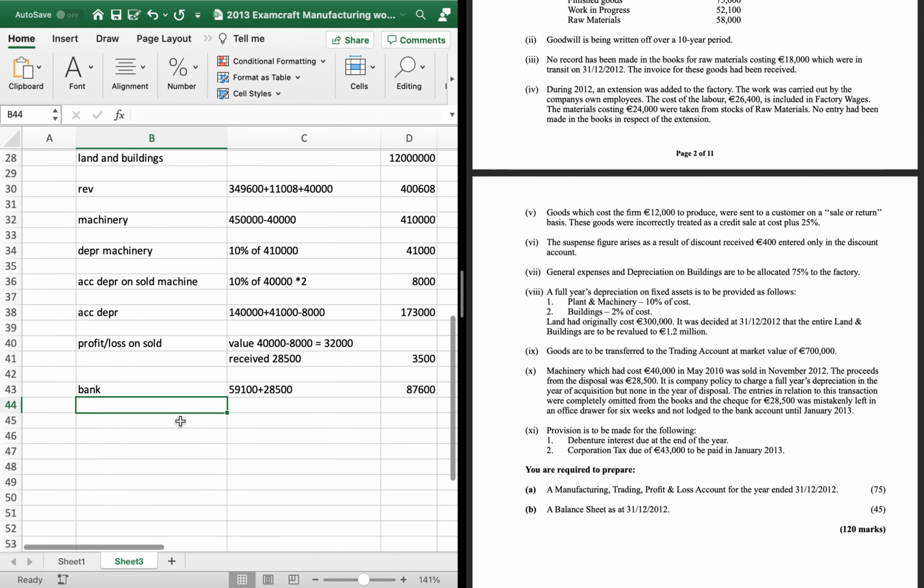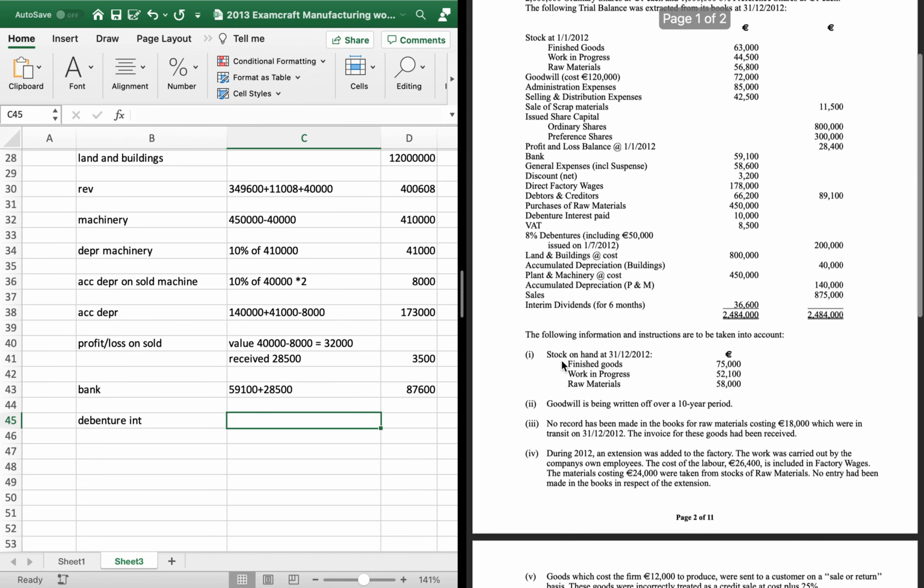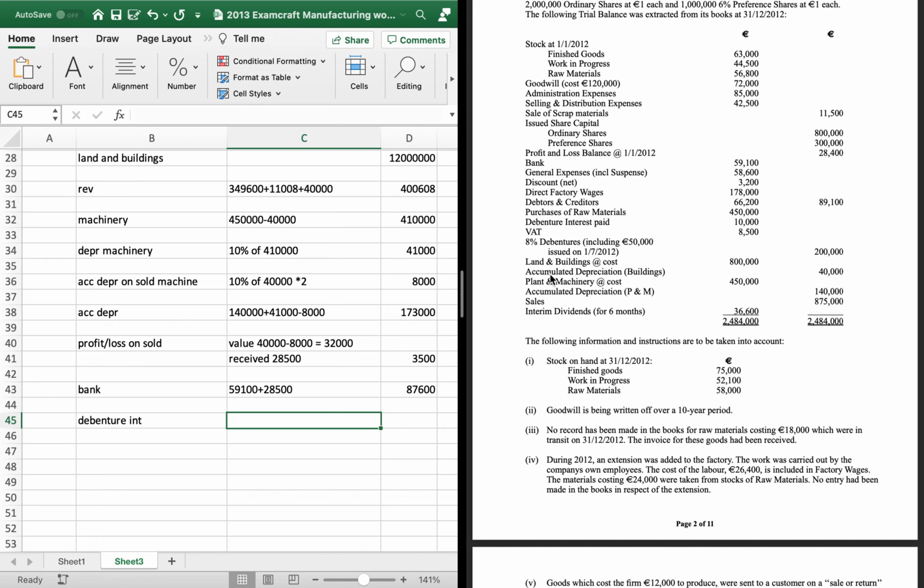Debenture interest due at the end of the year. So we'll obviously work out our debenture interest first. So we'll go up and have a look. So there's 8% debentures. So it's 8% of 200, but you got 50,000 on the first of the 6th. So it's 8% of 150 by 6/12, and then 8% of 200,000 by 6/12. All right.